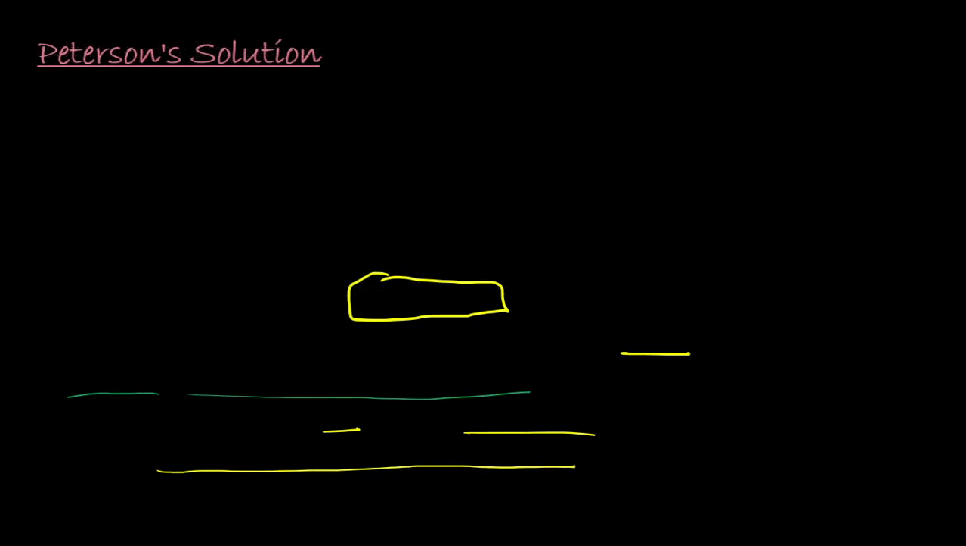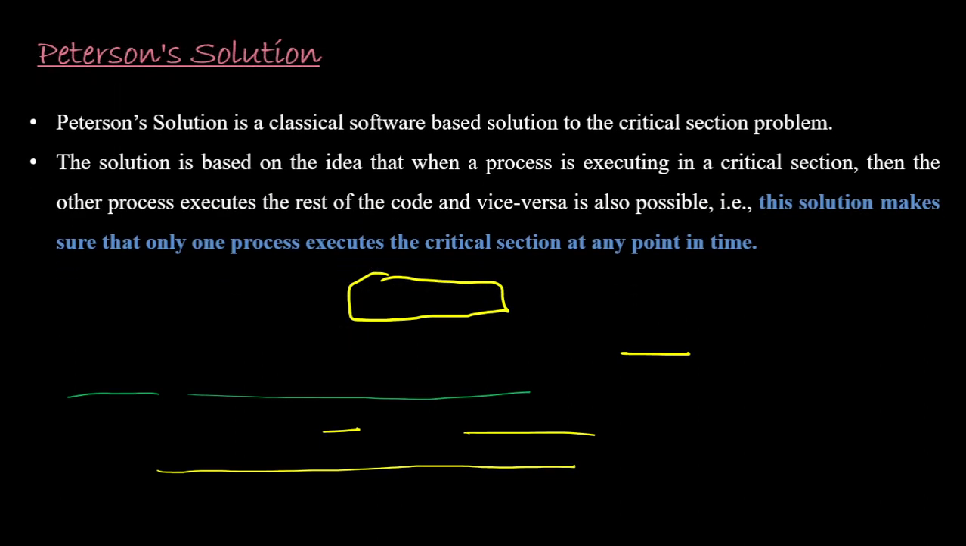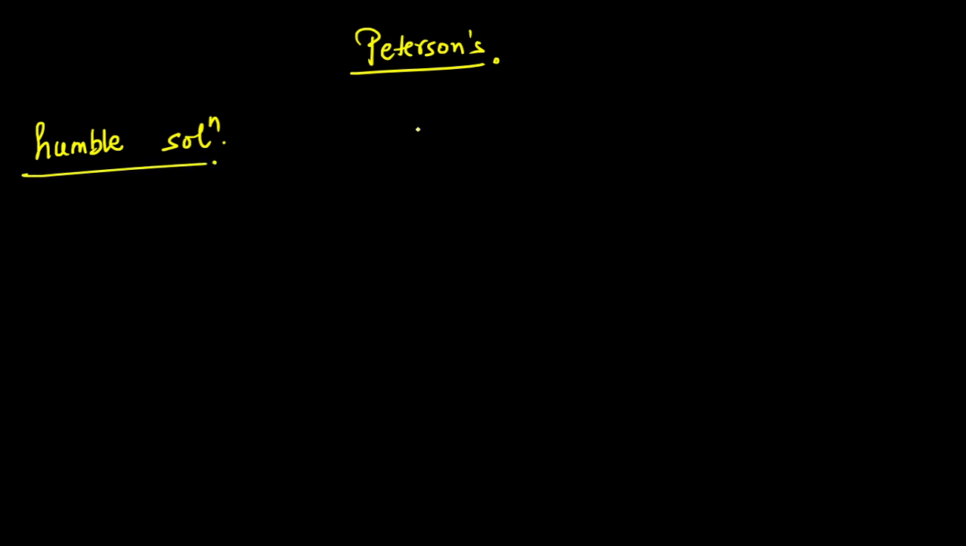Okay, so we have started with this Peterson solution. What I told you about Peterson's, I'll very quickly revise it all for you. I told you that this is a very humble solution. How can we say it is humble? Because first of all, this Peterson solution is valid only for two processes. This Peterson solution is meant only for two processes.